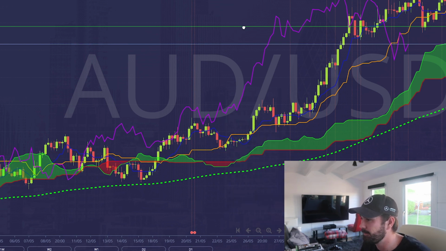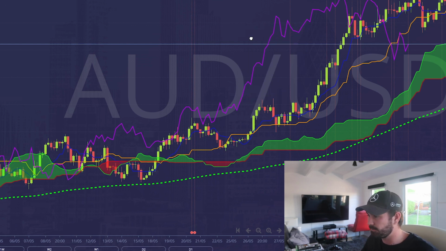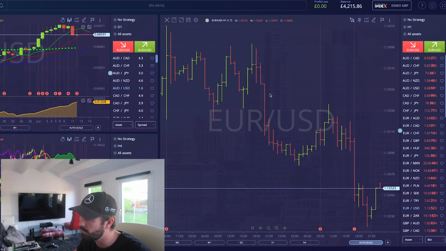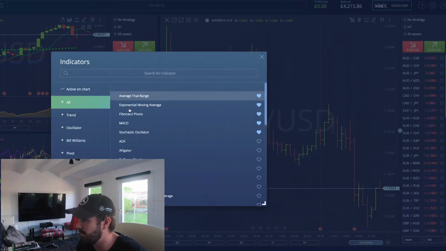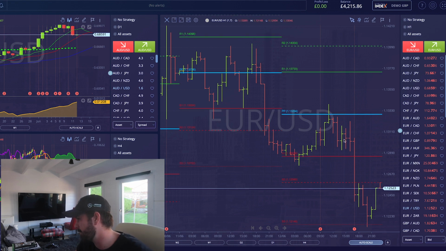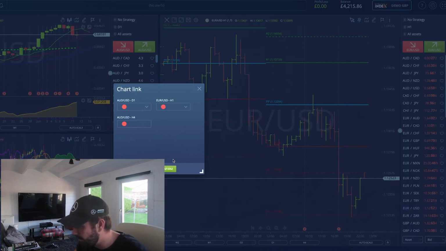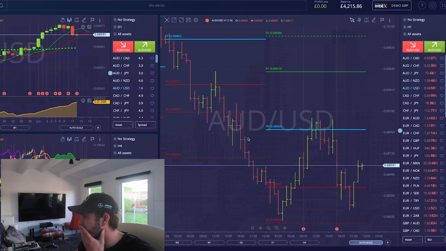So let's see if you've got a small account. If you've got a small account, is it worth doing the Ichimoku Cloud, or is it worth doing the pivot? So let me just back out, let me get another chart going, and I will be doing the Fibonacci pivots because it's my favorite, it's my baby. We're gonna link it together so everything makes sense.